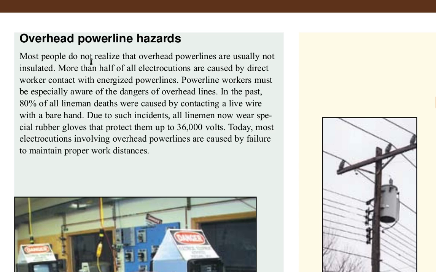Power line workers must be especially aware of the dangers of overhead lines. In the past, 80% of all lineman deaths were caused by contacting a live wire with a bare hand. Due to such incidents, all linemen now wear special rubber gloves that protect them up to 36,000 volts. Today, most electrocutions involving overhead power lines are caused by failure to maintain proper work distances.